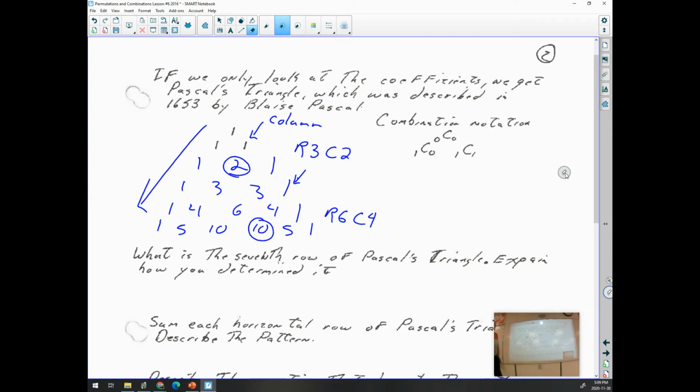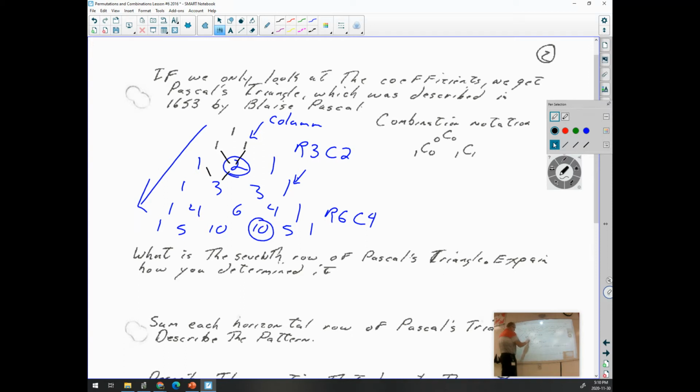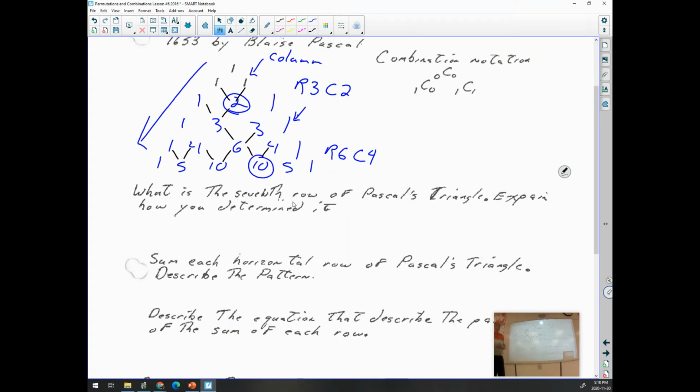Now, the more important thing about this pattern is 1 plus 1 is 2. 1 plus 2 is 3. 3 plus 3 is 6. 4 plus 6 is 10. 1 plus 4 is 5. 6 plus 4 is 10. The number underneath in Pascal's triangle is the sum of the two numbers directly above it.